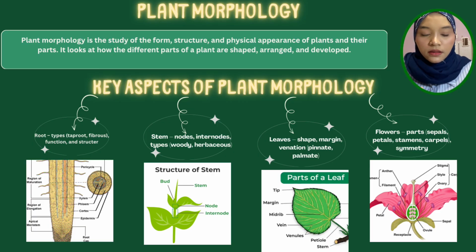This is the external structure. First of all is the root system. It anchors the plant and absorbs water and nutrients. Secondly, the stem. It supports the plant and transports substances. Third one is the leaf. That is the main site of photosynthesis. And lastly is the flower. It is the reproductive part.